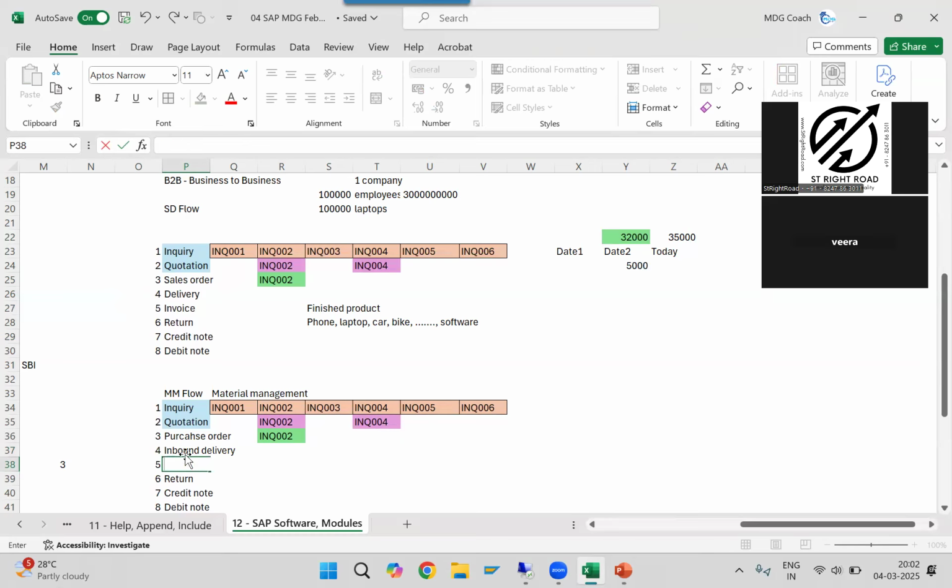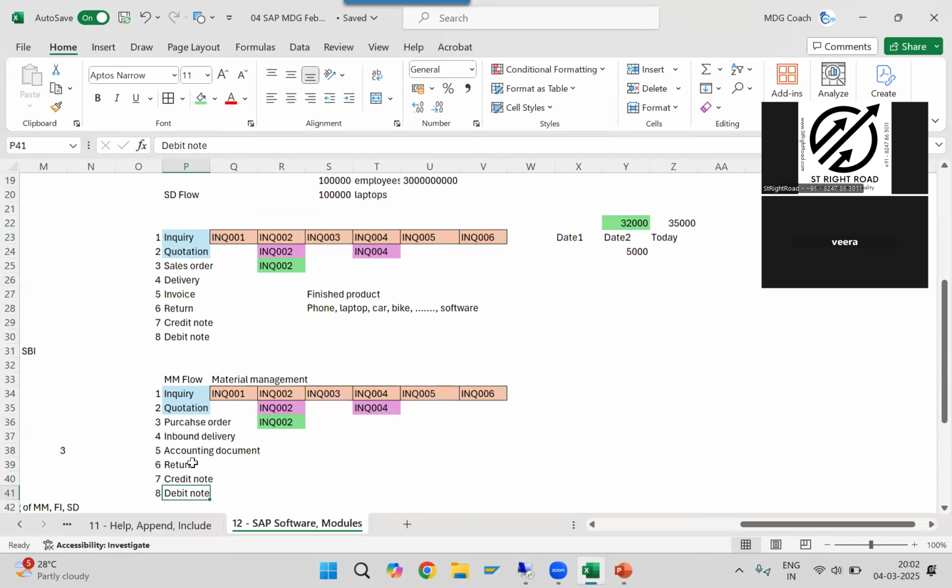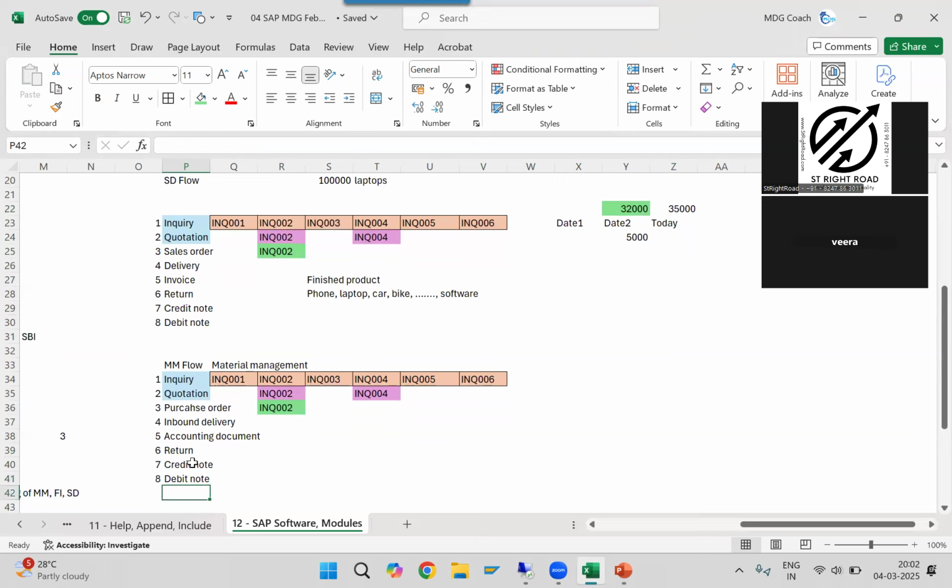So this is a different topic. And you are going to get an invoice for this also. We call it an accounting document. Accounting doc. And you are going to return. You will also issue a credit note and debit note for the same. So here, purchase requisition, purchase order, inbound delivery, accounting document, return, and one more is there, stock transfer order.